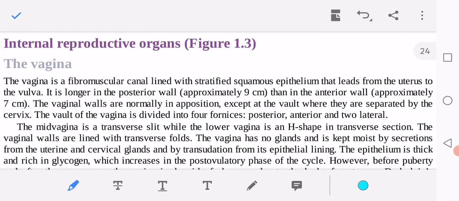Okay, internal reproductive organs. Number one is vagina. The vagina is a fibromuscular canal lined with the stratified squamous epithelium. Very important point is this, that it is a stratified squamous epithelium, ठीक है, that leads from the uterus to the vulva. So that means it's squamous epithelium. So the most common cancer of the vagina is squamous cell cancer, ठीक है.